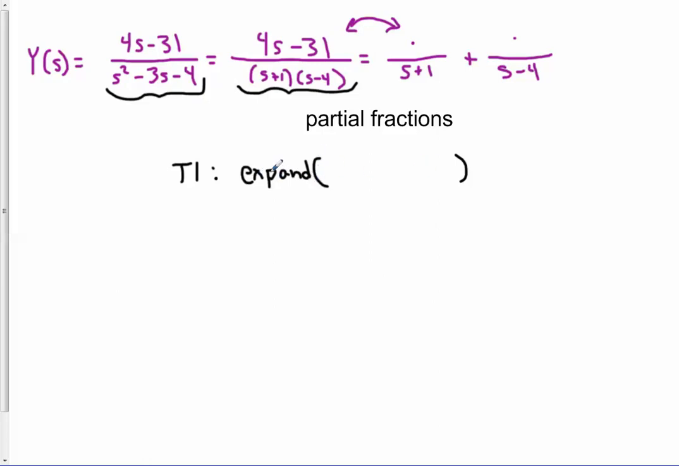So you can literally type out expand, or you can find the command under a menu. Expand, and then put your formula. It will do this for you. And I think what we find is that it ends up being 7 and a negative 3.